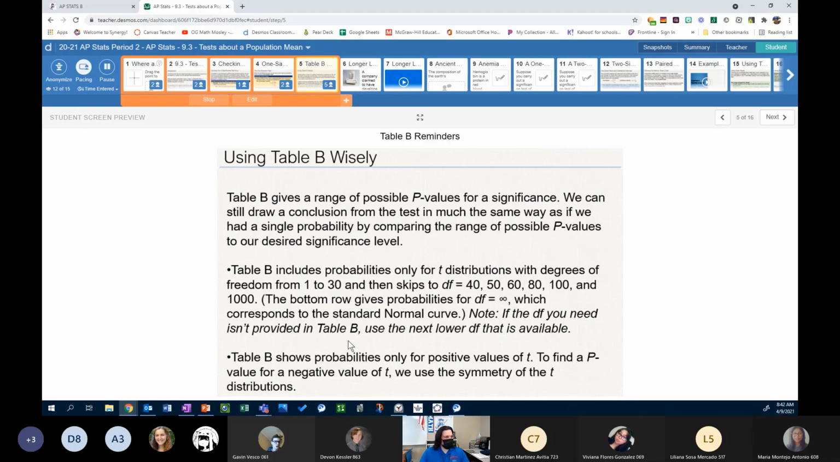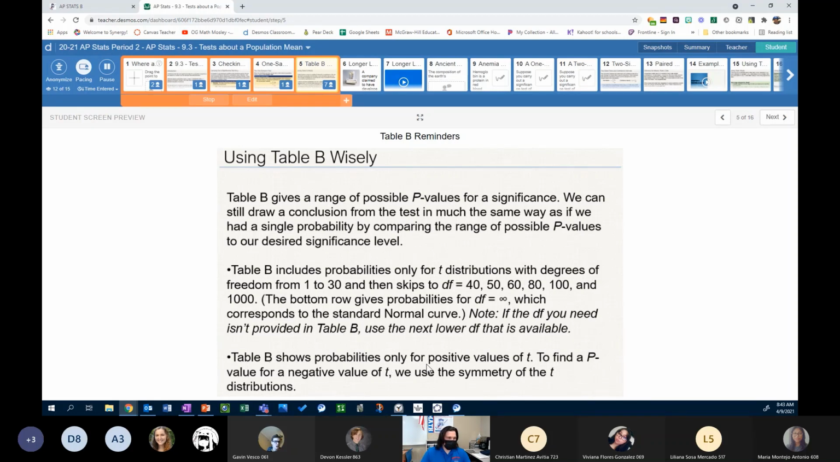If the degrees of freedom you need isn't provided in table B, use the next lower degree of freedom that is available. Again, the Price is Right rule. You cannot use a greater degree of freedom than what you get for n-1. So even if I have a sample size of 80, 80 minus 1 is 79, I use the degree of freedom of 60 from table B, because that is the largest degree of freedom that is not greater than 79.